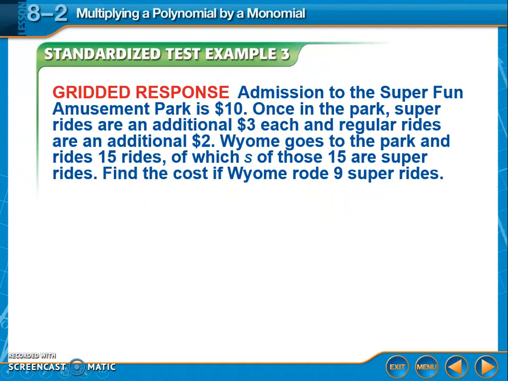Okay, so if s represents the number of super rides, which are $3 each, you have to pay the $10 to get into the park, and then you're paying $3 for each of the super rides, which we said was s. So if he rode a total of 15 rides, the number of regular rides is going to be 15 minus the number of super rides, and each of the regular rides costs $2. So we get this equation here.